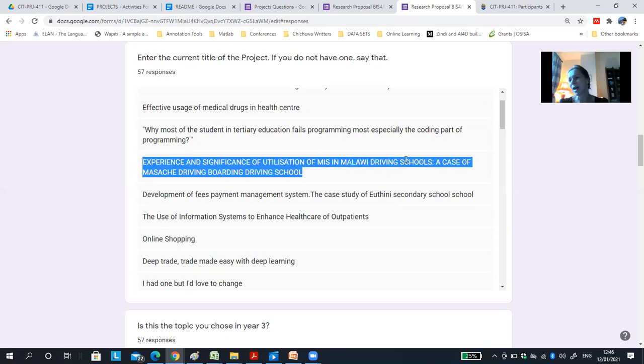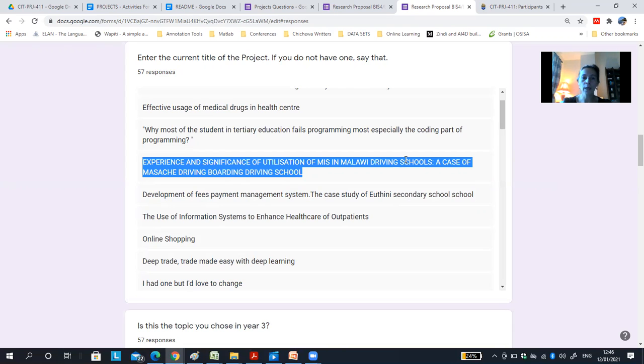But there are different types of information system used by driving schools. By the time you start writing your introduction, you'll be describing this particular driving school. You'll be describing the processes that they deal with, and the kind of information system you refer to. And then you come back to the title and you make that title better.